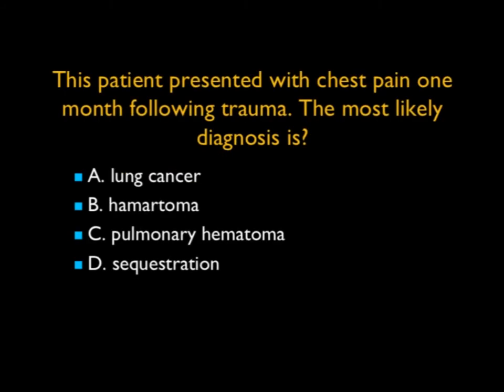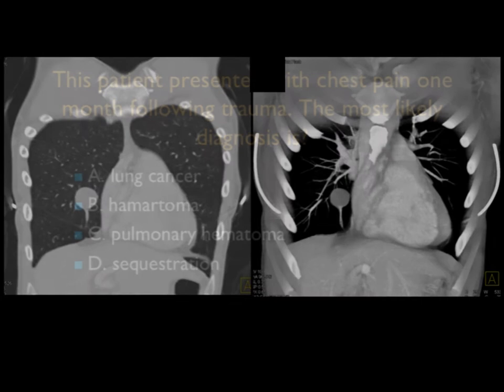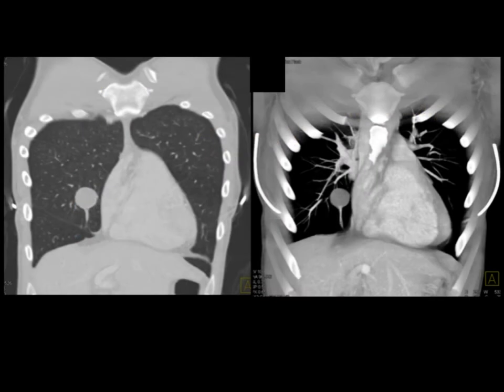This patient presented with chest pain and had trauma a month earlier. The question is, what's the best diagnosis? When you look at the images, you see what looks like a mass in the right mid-lung near the heart. But if you look at the mass, it's very well defined, very sharply marginated, homogeneous, and low density. You could think about a hamartoma perhaps, and that's one of the choices. It's not a lung cancer, obviously, and it's not a sequestration.